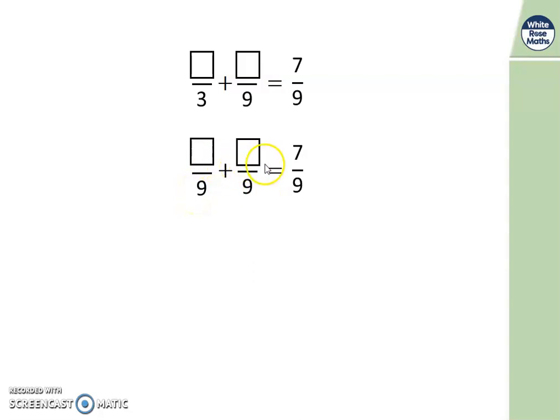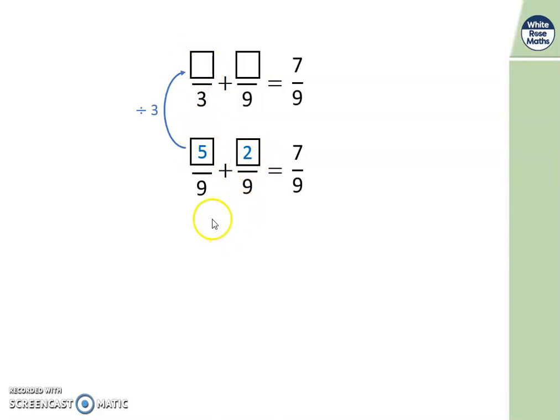So we need something ninths add something ninths is 7/9. Could it just be any old number? For example, could it be 5 add 2? Have a think. Let's have a look together. Well, we have to think. To get back from our ninths into our thirds, we'd have to divide by 3. But unfortunately, the 5 does not divide by 3 to give us a whole number. So this is not a possibility.